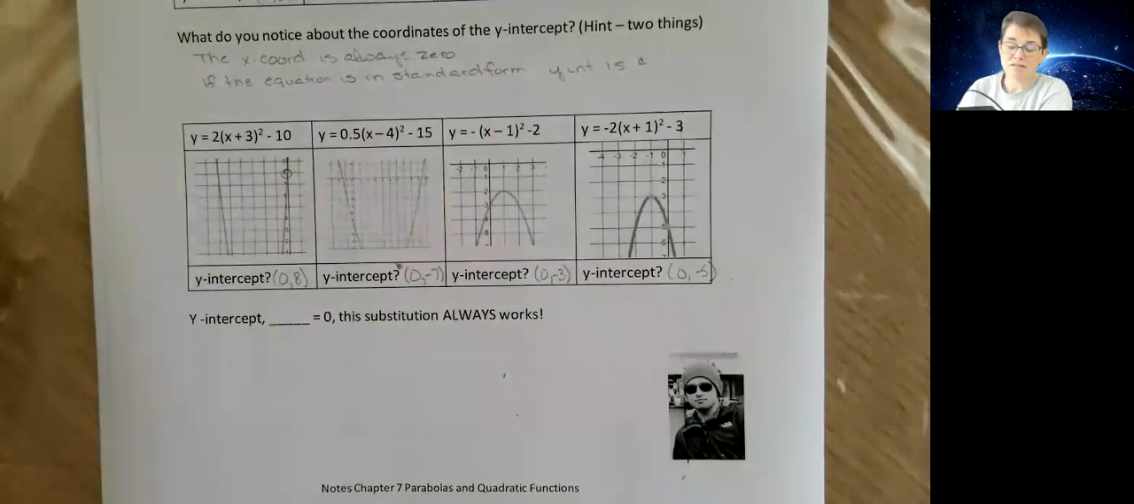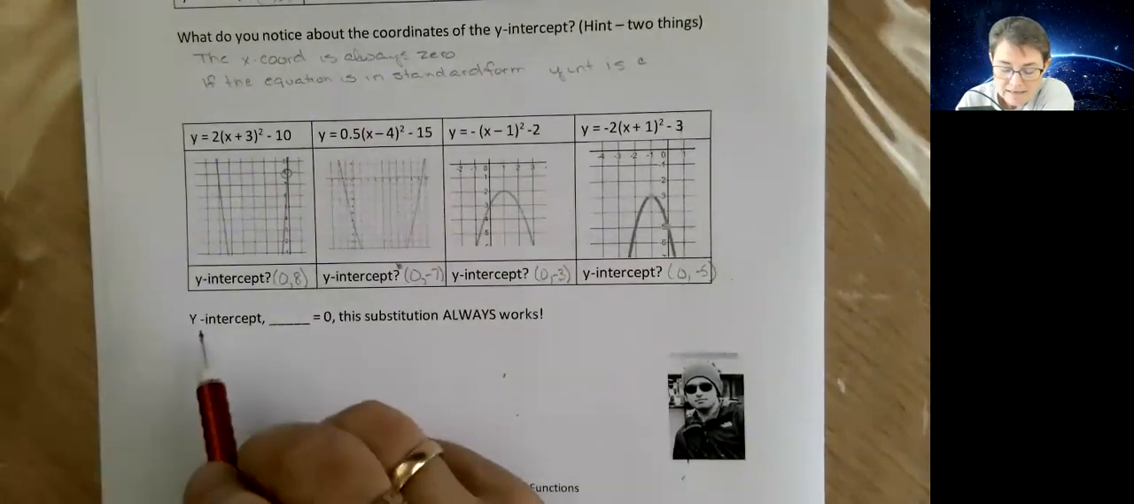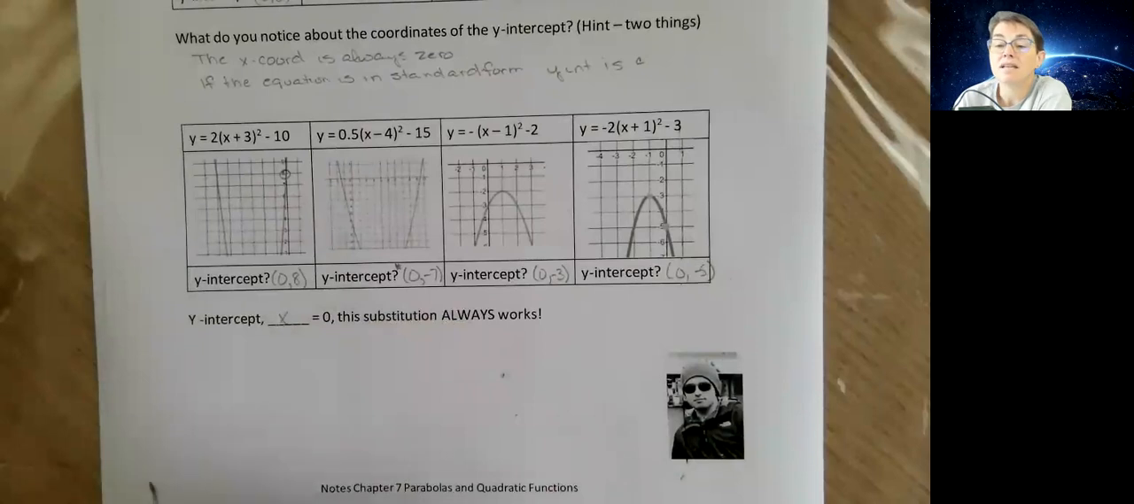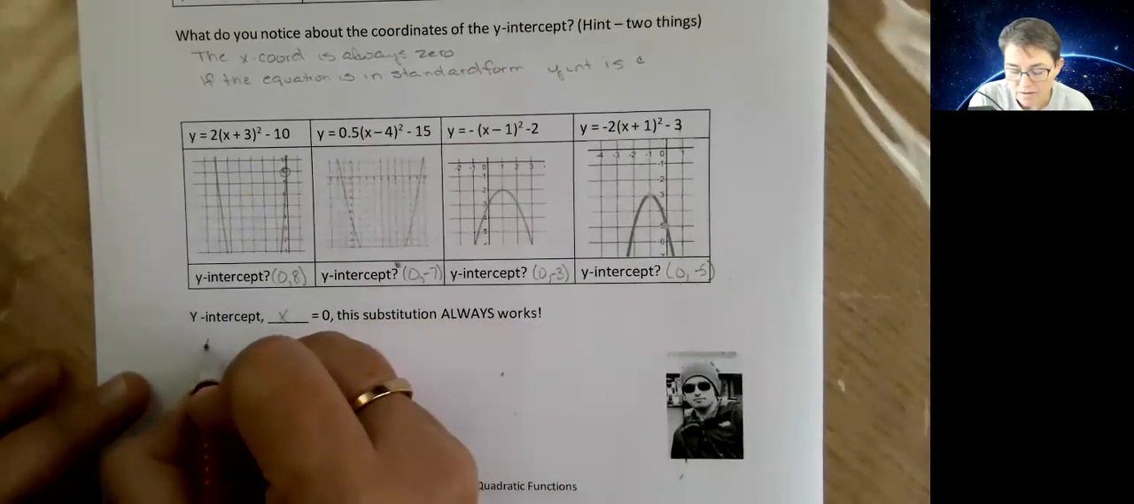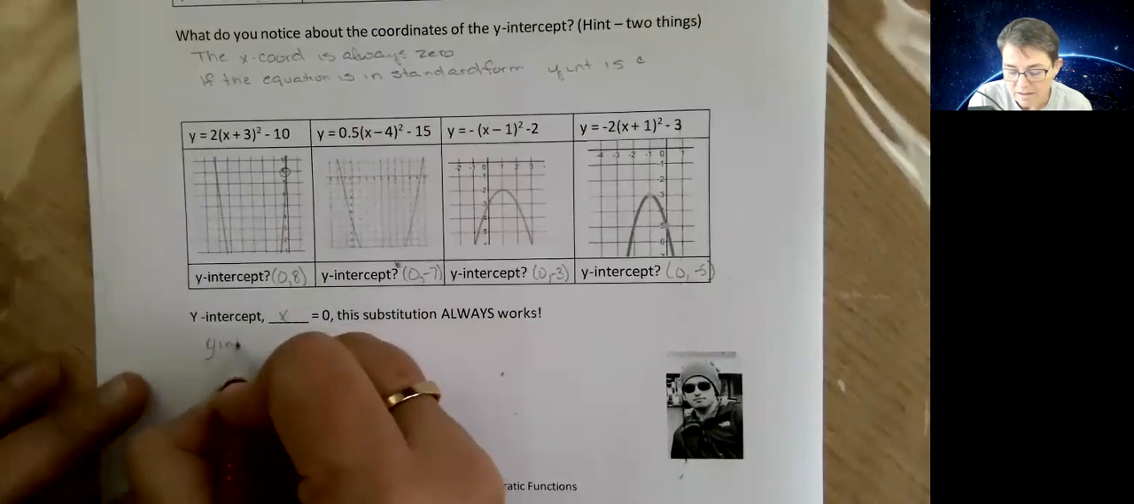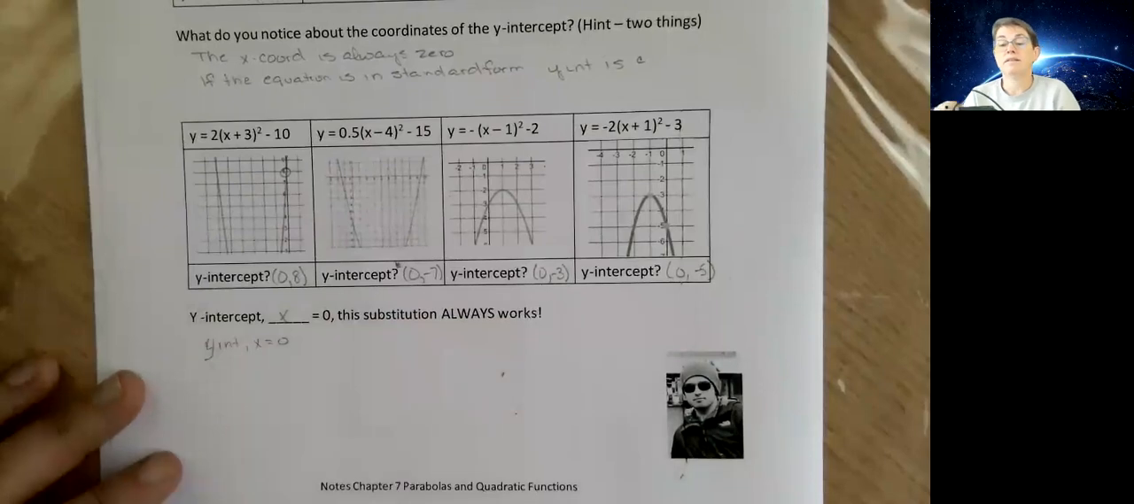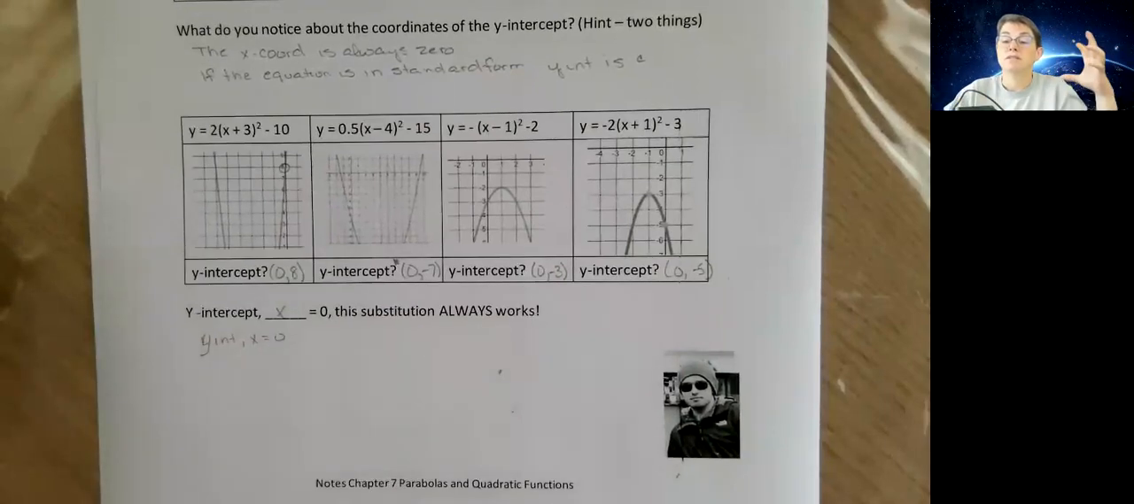What I need you to do is your brain needs to say y-intercept, x equals 0. Every single time you write y-intercept, you're going to write x equals 0. That's all one. Just like Eric, not named after that guy from university: y-intercept, x equals 0. It's a complete name. You do it every single time.